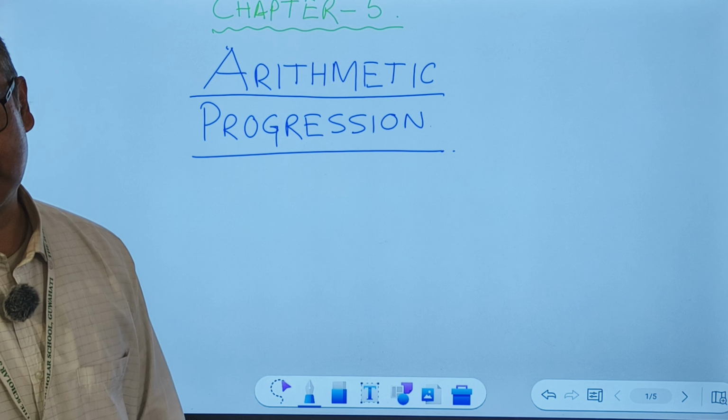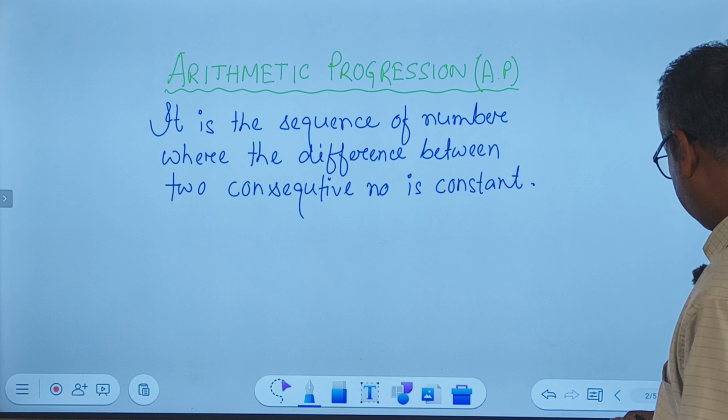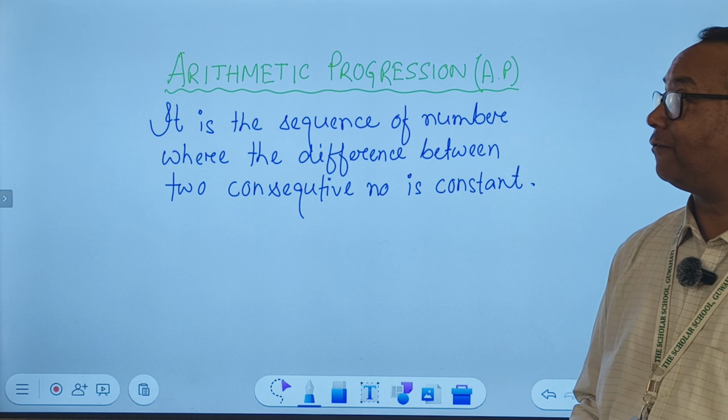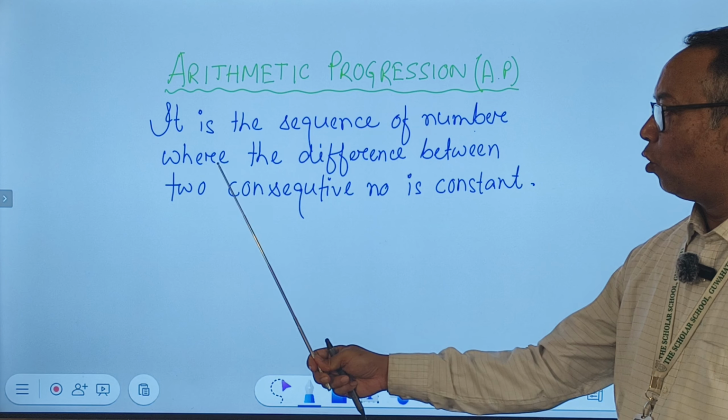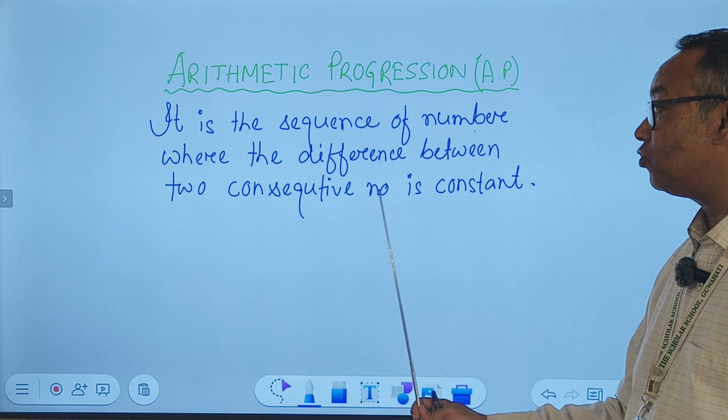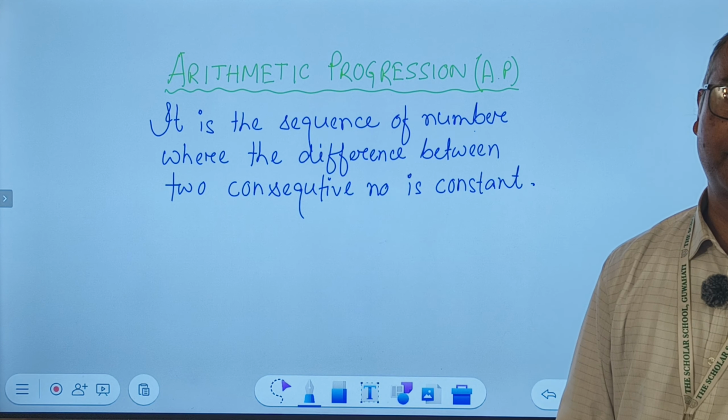So in general terms, arithmetic progression means it's a sequence of some numbers where we can move from one number to another, is it? So this is in general terms. But if we see the mathematical definition of arithmetic progression, it is a sequence of numbers where the difference between two consecutive numbers is constant, isn't it? So it is a sequence of numbers where the difference between two consecutive numbers is constant.